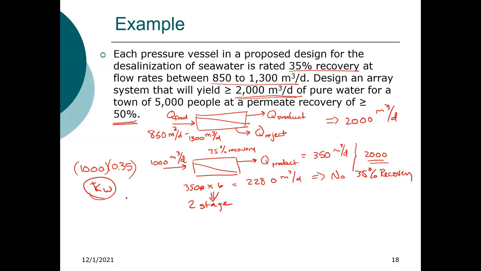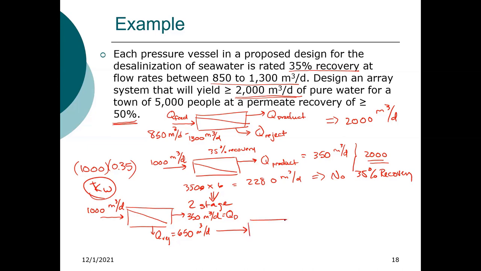So what I'm going to do is the same thing. Let's start with the 1,000. If 350 meters per day is my product water, my reject is 650. So if I take this flow here and put it through a second membrane, I take the 650 from here, and I will get 227.5 meters cubed per day. So what am I doing? Essentially squeezing out extra water.